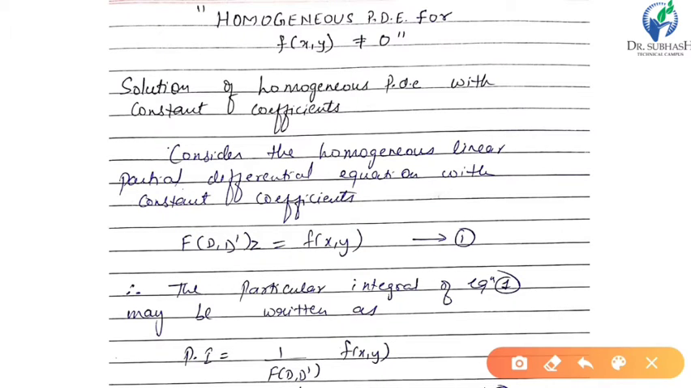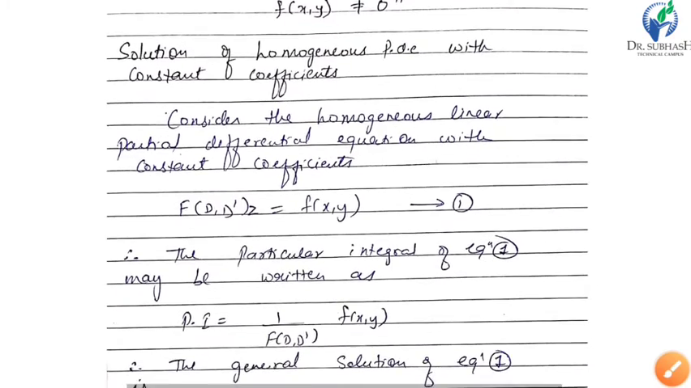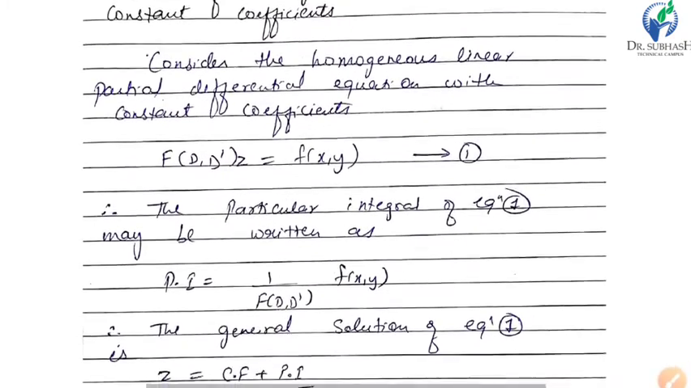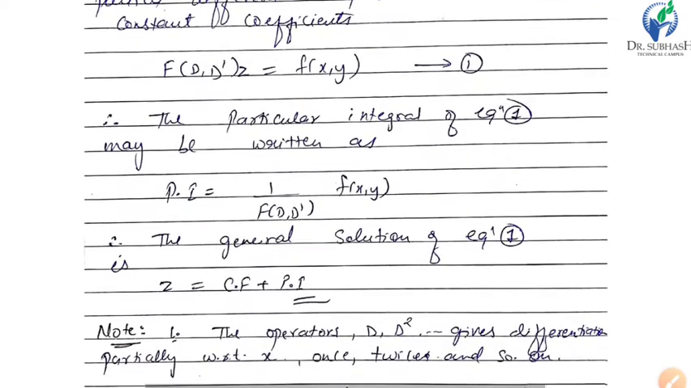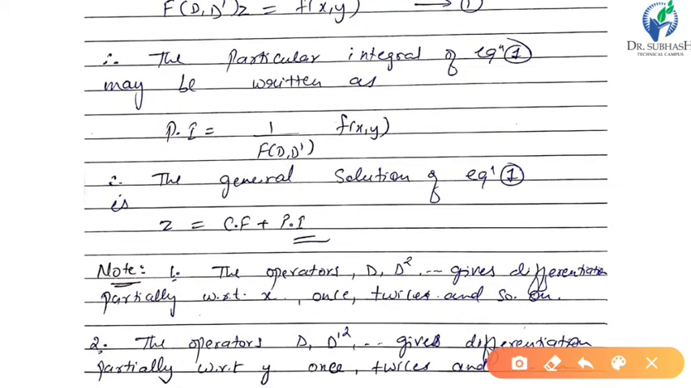Solution of homogeneous partial differential equation with constant coefficients. Consider the homogeneous linear partial differential equation with constant coefficients, f(D, D') z = f(x, y), as equation 1. For such equations where f of x y is not equal to 0, we need to find the particular solution of the given equation.